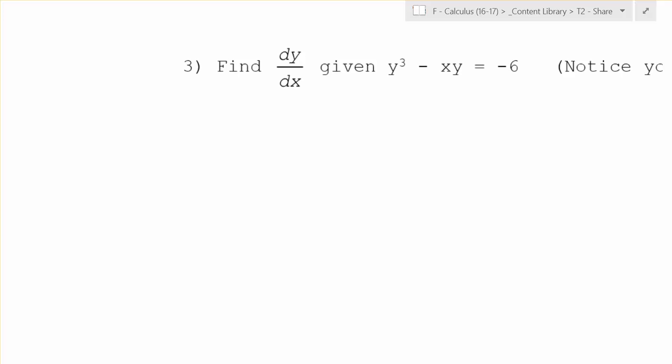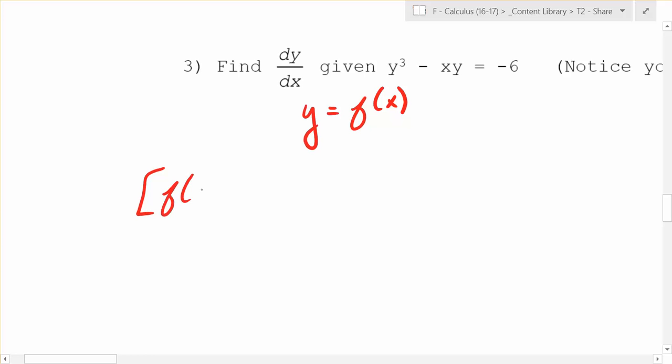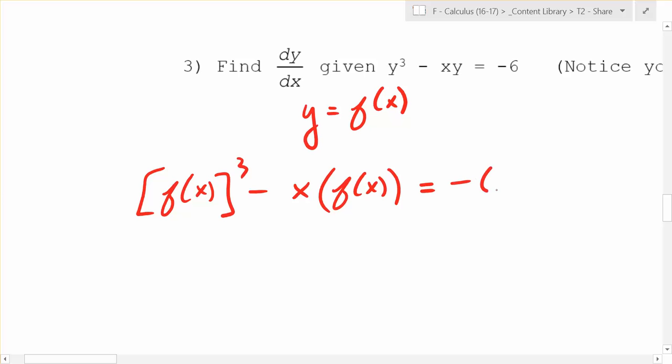So again, do you remember what the first step was for implicit differentiation? What was the substitution I made? I said y was equal to some function f of x. So I substituted. What do I get here? f of x cubed minus x times f of x equals 6.